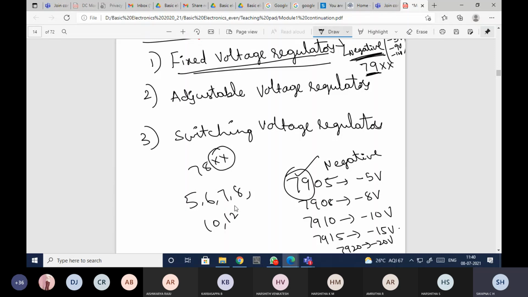I'm just giving you some examples: 7, 6, 8, 10, 12, 15, 20, like that it goes. 20, 24, 18. Okay, like that it goes. So based on this last xx value, you'll be able to identify how much constant output voltage you'll be getting. Okay, so this is related to the fixed voltage regulators.